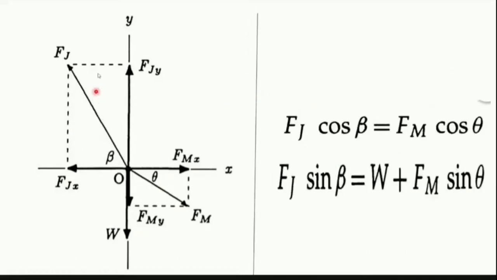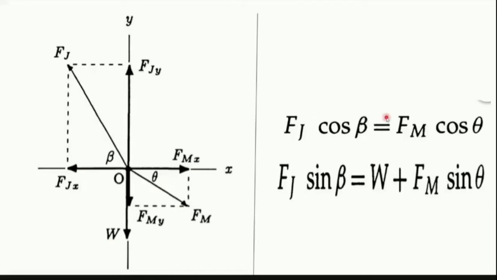Next. So from this, we can write Fjx is equal to Fmx as previously discussed, and Fjx is Fj cos beta and Fmx is Fm cos theta. So they are equal. In the same way, equating the vertical forces, that is Fjy is equals to W plus Fmy, we get Fjy is Fj sin beta equal to W plus Fmy. What is Fmy? Fmy is Fm sin theta. Now what is the next step?